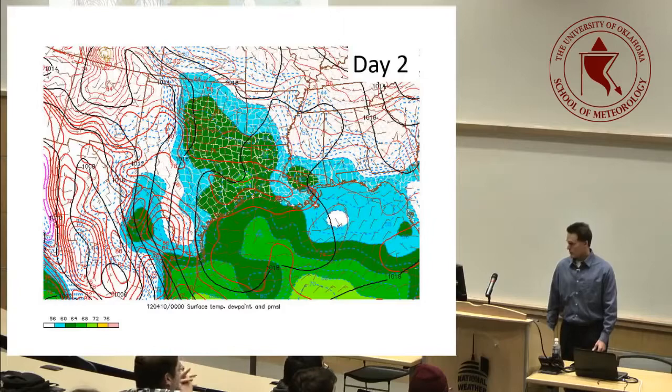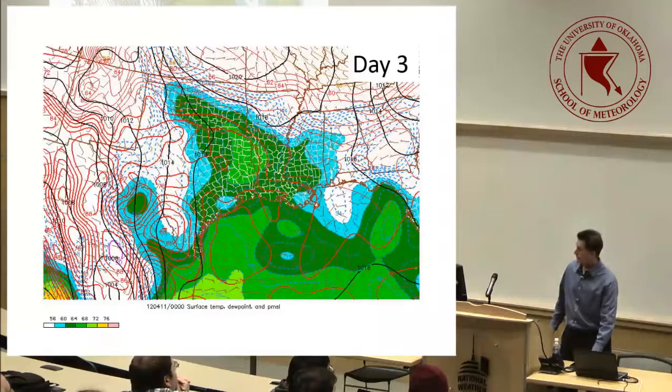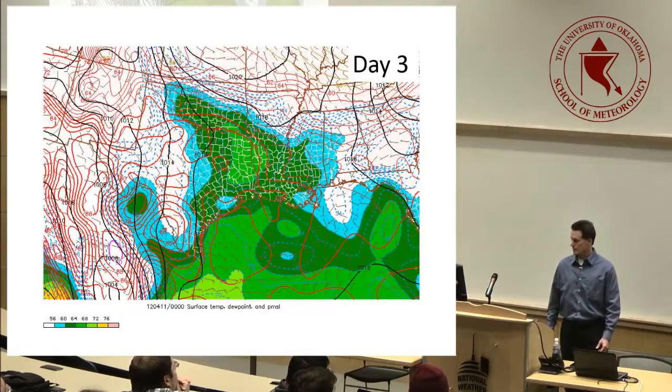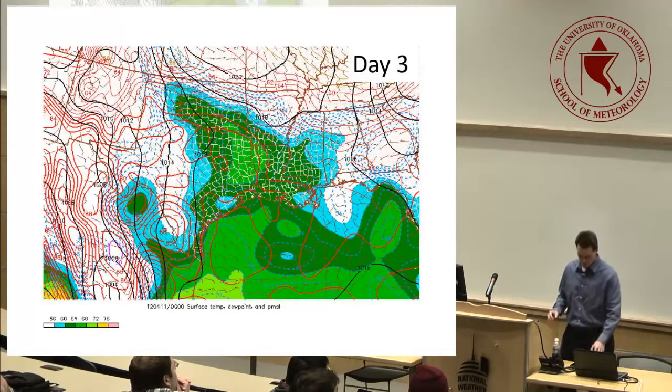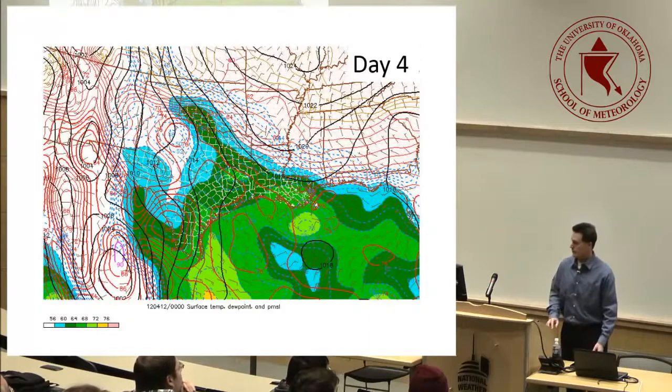Day two, we keep the same sort of pattern, not too much change. Again, there's no strong frontal intrusions noted. Day three, dew points, even though there's offshore flow in the northeast Gulf Coast, the air quickly comes around to easterly. So we're not changing the trajectories very rapidly. Day four, same sort of thing.